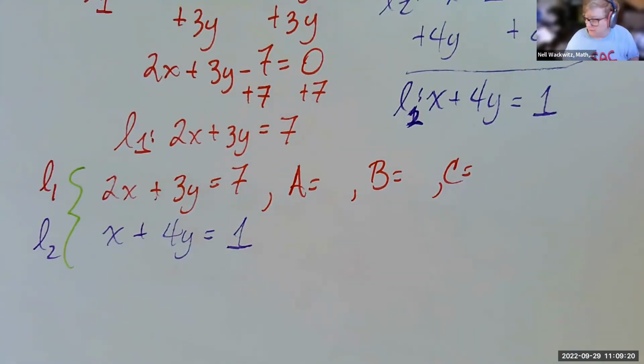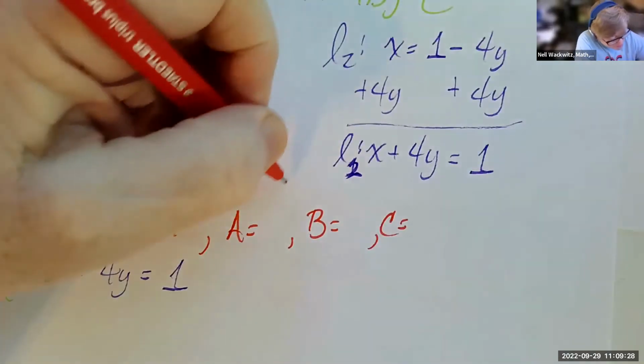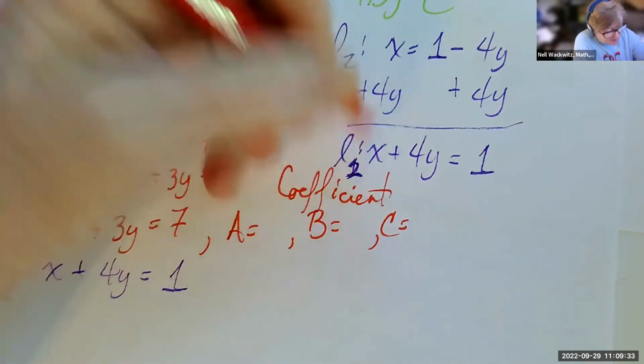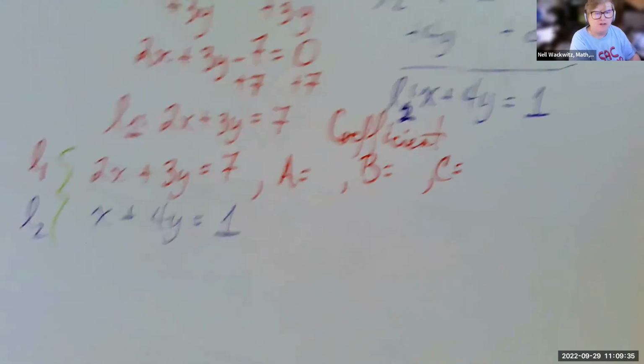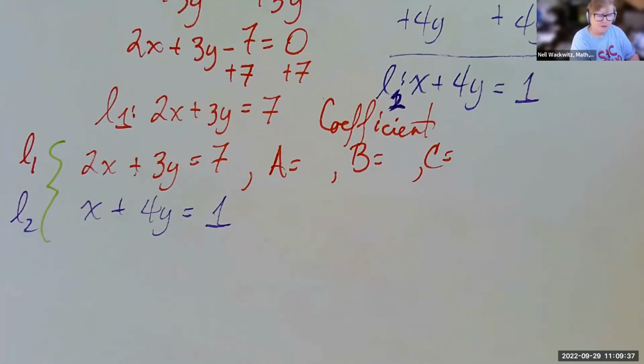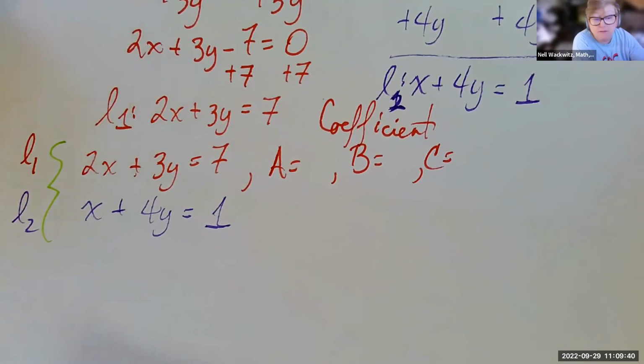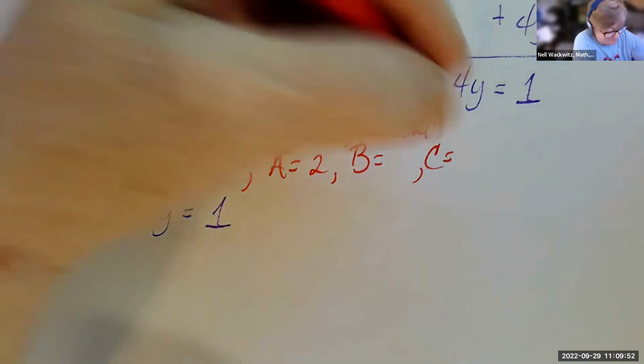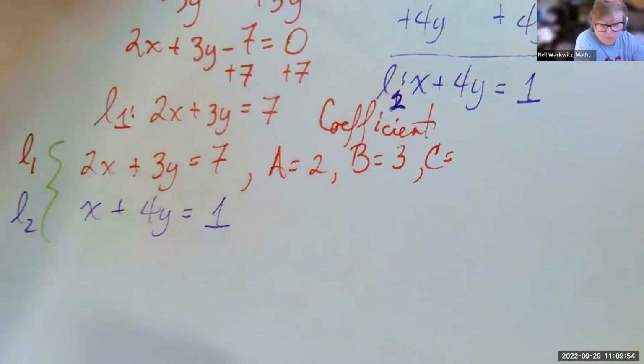A, what is A called? The coefficient of x. And coefficient just means the number in front. Okay, good. So what is A for line 1? 2. Excellent. What is B? 3. Awesome. And C? 7.